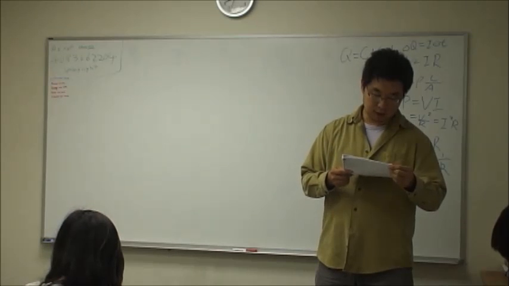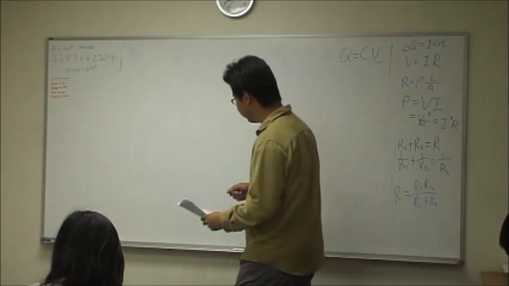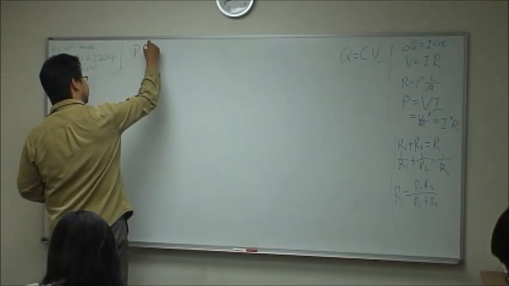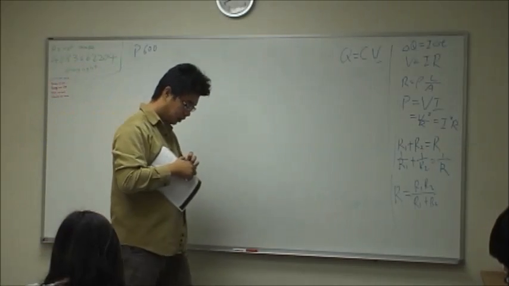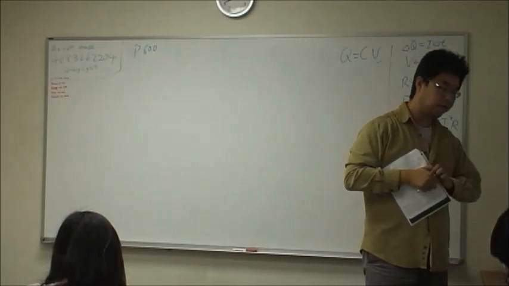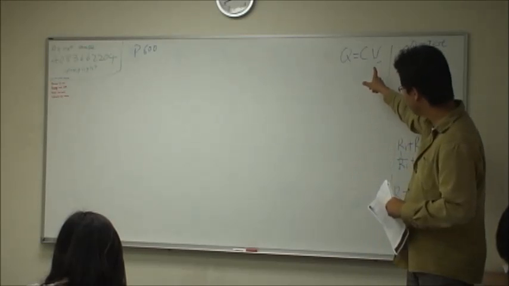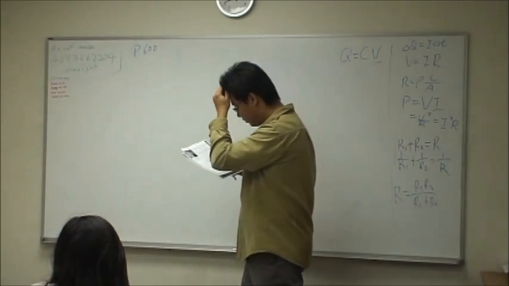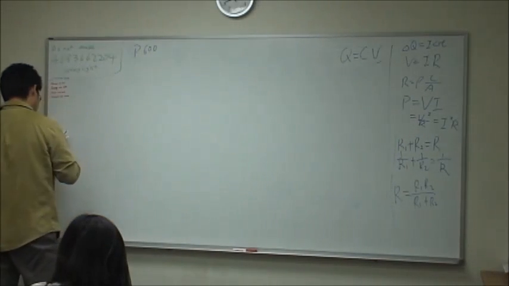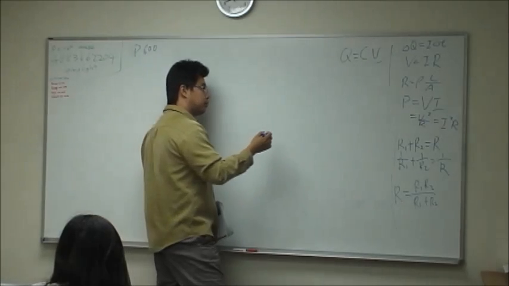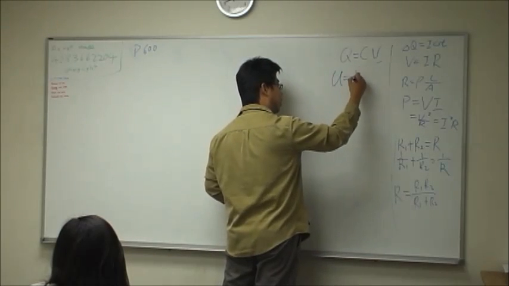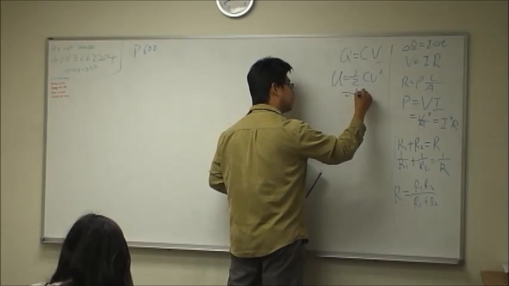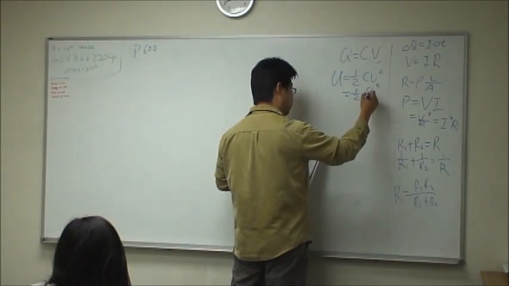Okay, let's talk about energy density. Page 600. Okay, so before we talked about everything about the capacitor, but we didn't talk too much about the energy. First, last time when we talked about energy, U is equal to 1/2 CV squared, or 1/2 Q squared over C.